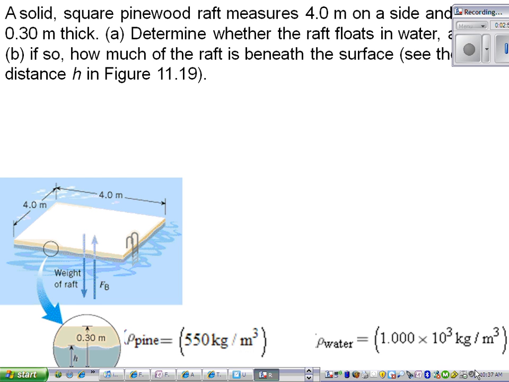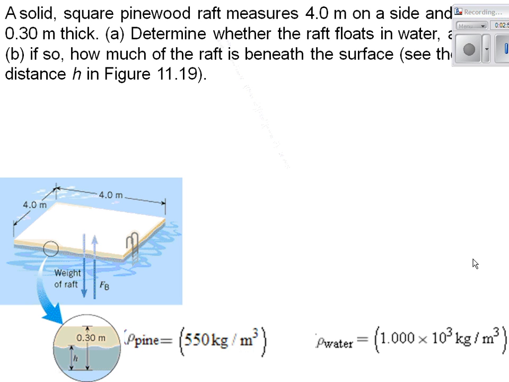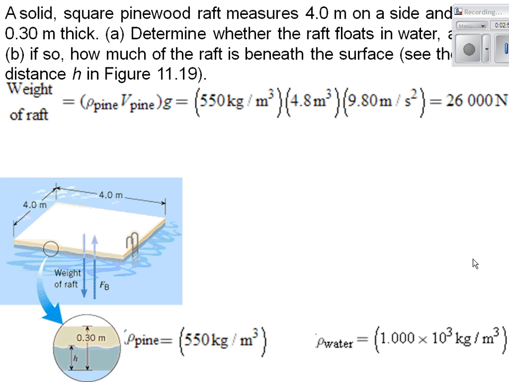The way we should look at this is to see, okay, how much does the pine actually weigh? We're going to use this equation, density times volume times gravity equals the weight of the raft. The weight of the raft is mass times gravity. Now, mass is density times volume. If you look at the density formula, density equals mass over volume, so if you solve for mass, it's density times volume. And so you get this here, and it's 26,000 newtons.